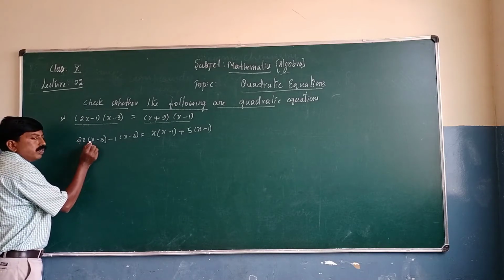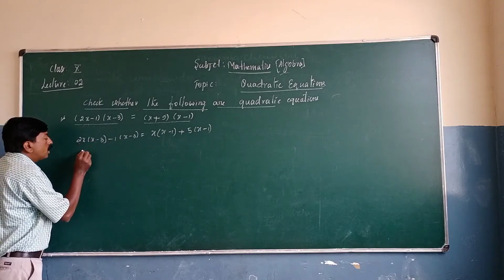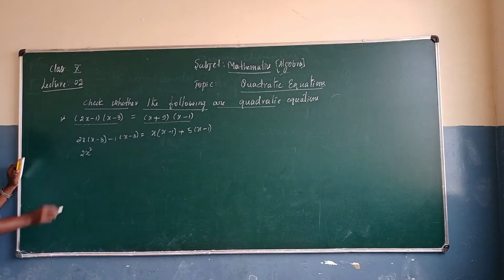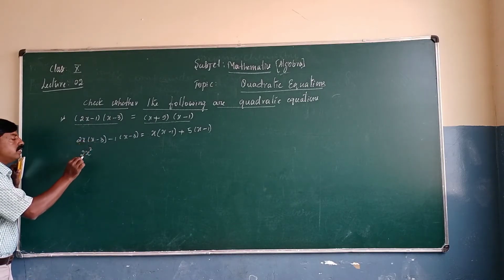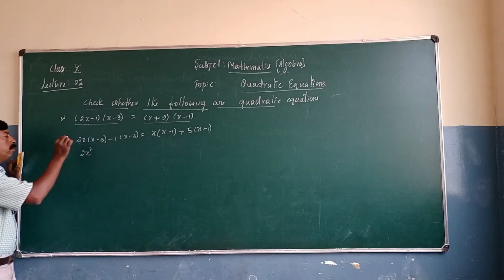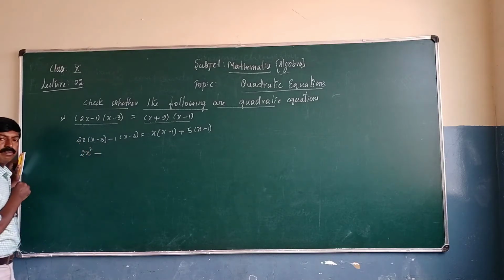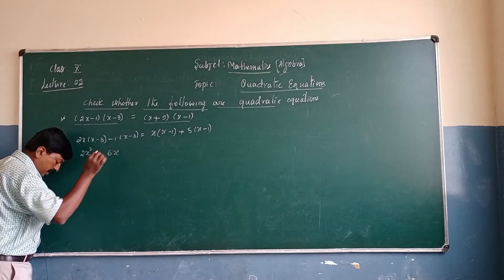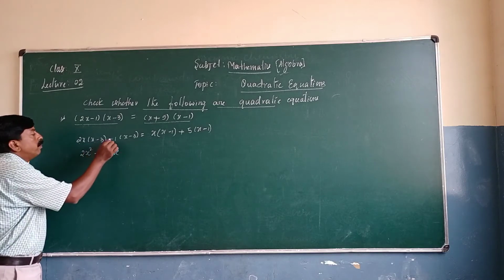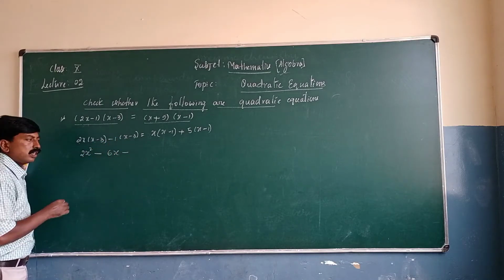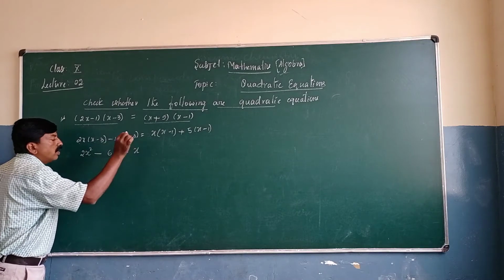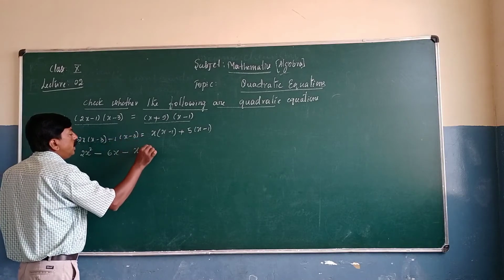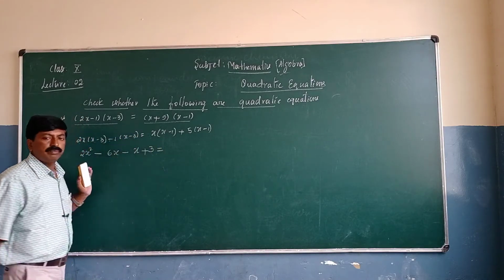Now 2x into x. What is the numerical coefficient here? 1. 2 ones are 2. x into x, x square. Therefore, 2x into x is 2x square. Plus into minus, minus. 2x into 3, 2 threes are 6, that is 6x. Minus into plus is minus. 1 into x is x or 1x. Minus into minus is plus. 1 into 3 is 3, which is equal.